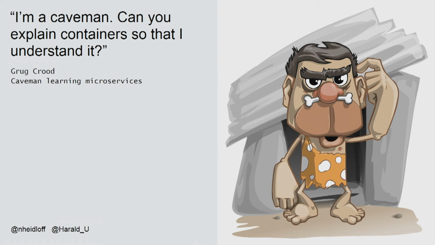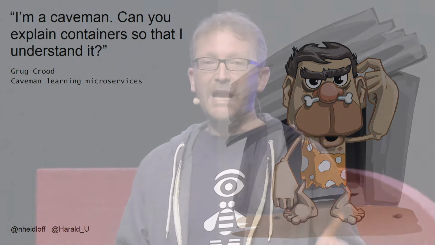Let me get back to the story about Grug, because as I said, Grug preferred to stay in the cave in the movie, but at some point in the movie, the cave was destroyed. And that meant that he and his family had to learn how to live outside of the cave. In other words, they were forced to learn something new. And that actually mapped to my situation a couple of years ago, because as a developer advocate, I was no longer able to ignore microservices. I had to learn them.